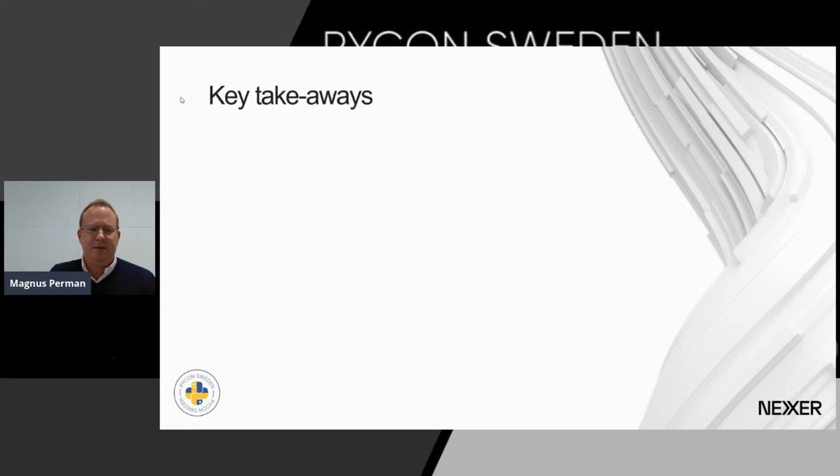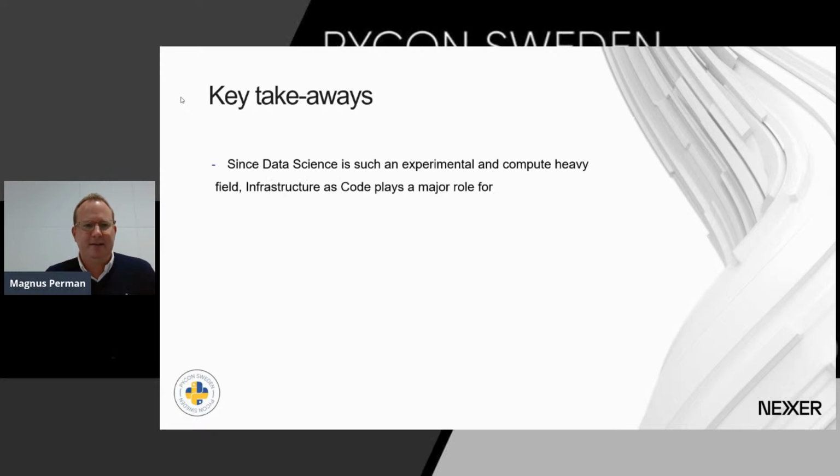So some key takeaways from this session then. Since data science is such an experimental field of work and it's so compute heavy, if you can get infrastructure as code done in a good way, it will play a major role for repeatable results. That's something we want in data science. If you have a model that works really good, it's fast and it creates good results, then you want to be able to repeat that over and over again with the infrastructure connected to that.